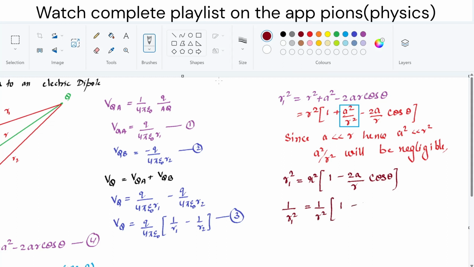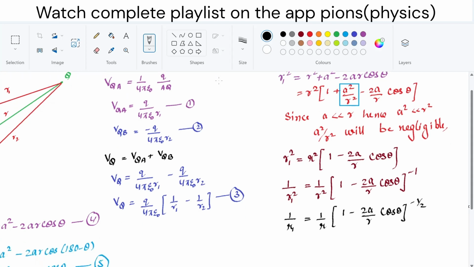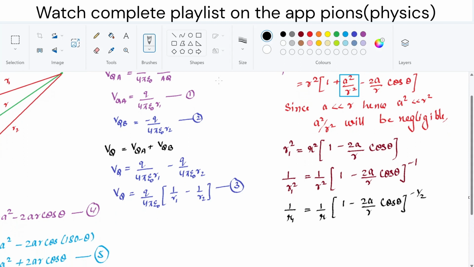And reciprocating this whole term, since it's not a complete fraction, let's put a power of minus 1. Correct? Okay. Putting here power minus 1. That is reciprocation. Now take the root on both the sides. So it will be 1 by R1. That will be equals to 1 by R because of square root. And here the power will go to power half. We know square root is nothing but power half. Correct? So that will become minus half.